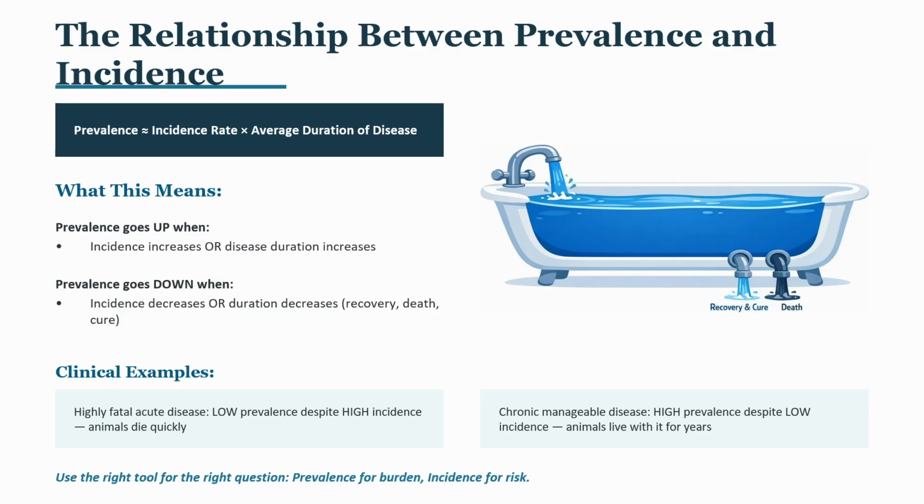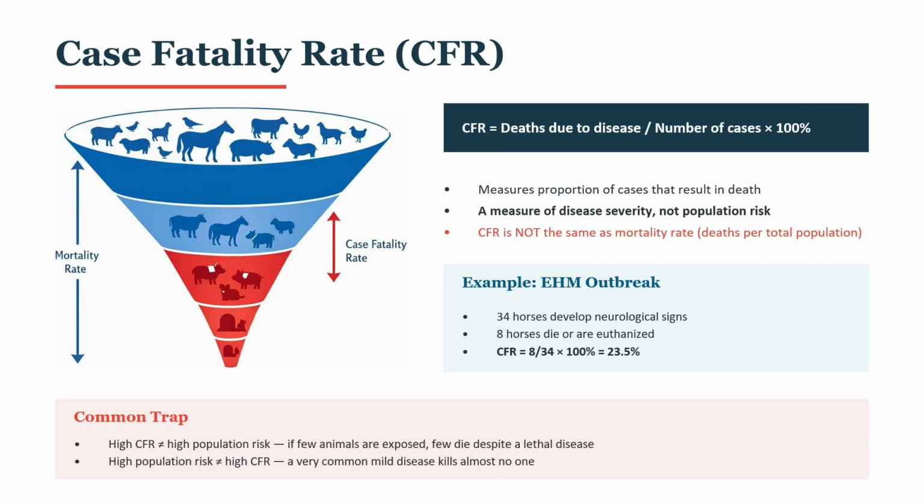This matters for how you interpret data. If you see high prevalence of a disease in a surveillance report, you cannot conclude that the disease is spreading rapidly. It might just mean animals are living with it longer because treatment has improved. If you want to know whether the disease is spreading, you need incidence. If you want to know how many animals currently need care, you need prevalence.